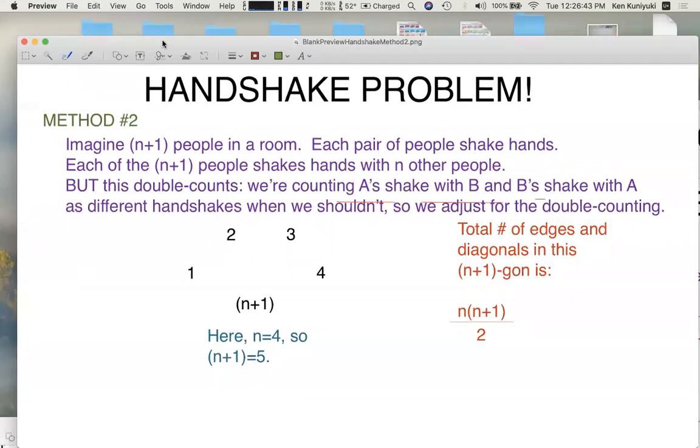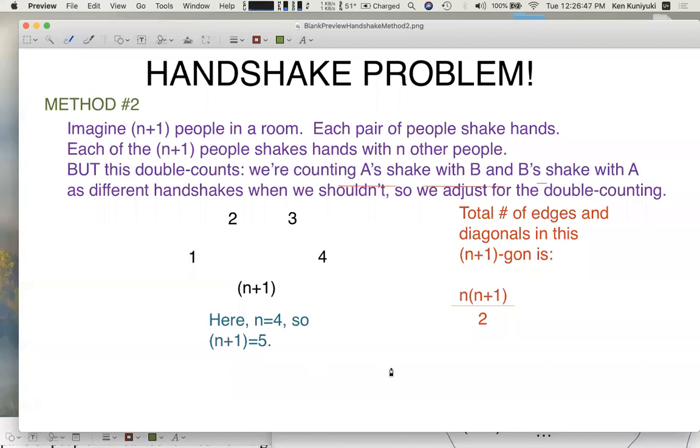Let's go on to method 2. Imagine, once again, n+1 people in a room. So the people have entered the room. We have a room with n+1 people in it, and they've all shaken hands. Each pair of people have shaken hands. Let's say they've already done it. Okay, so here's the idea. Each of these n+1 people, let's say n+1 is 5 for now, shakes hands with n other people. So if we have 5 people in the room, then each person has shaken hands with 4 other people. Right? But the problem is that if you look at it that way, this double counts, because we're counting person A's handshake with person B and person B's handshake with person A as different handshakes when we shouldn't be doing that. So we have to adjust for that double counting.